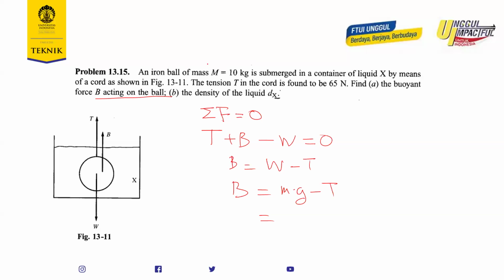The mass of the ball is 10 kilograms, so this is 10 times gravity, 9.8, minus the tension, which is 65. So this is 98 minus 65 equals 33, right? 33 newtons. So the 33 newtons is the buoyant force.